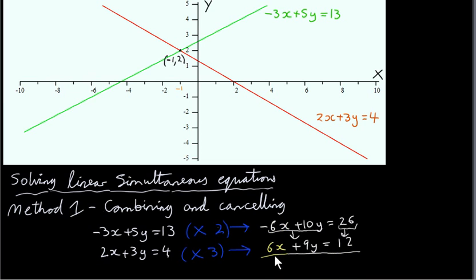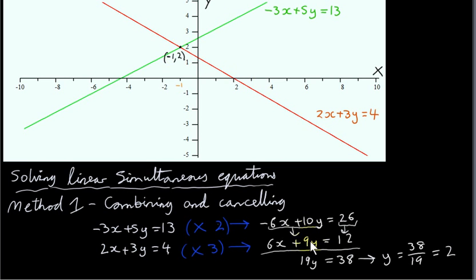Minus 6x plus 6x gives 0, plus 10y plus 9y gives 19y. You will find that 19y equals 26 plus 12, which is 38. And now you see we have an equation with just one unknown, so we can find what y is. So y is 38 divided by 19, which is 2. So that's the y value of the point of intersection of our two lines.